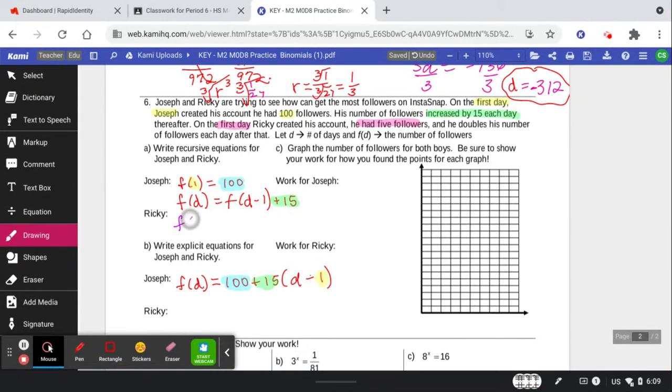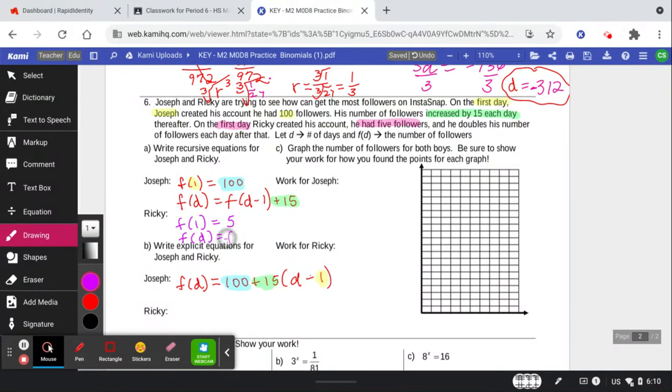Okay, so Ricky, on his first day, he had 5 followers. I'm actually going to call this R of D for Ricky. Actually, I'll just stick to F of D. Sorry, guys. It doesn't give us another name, so let's just keep it simple. Okay.